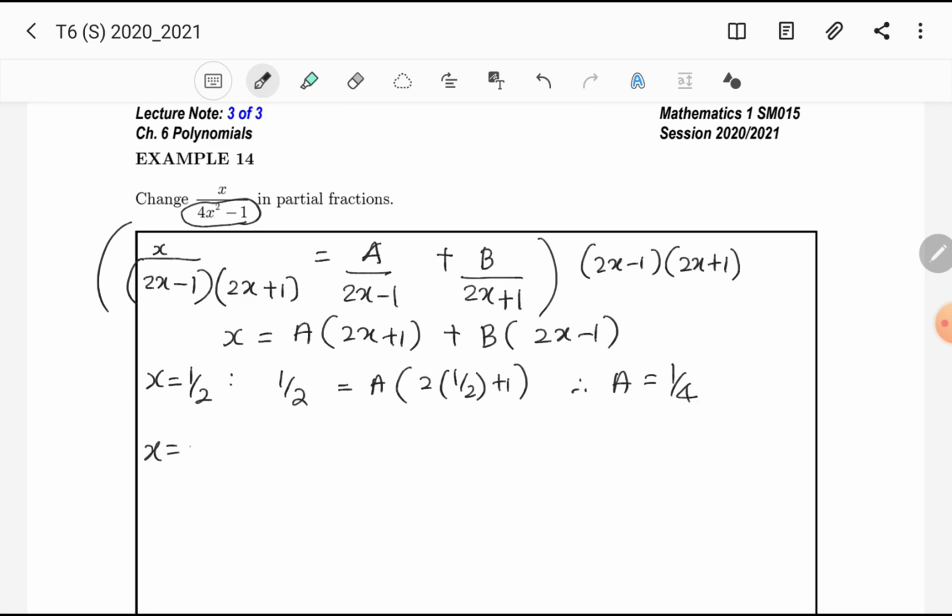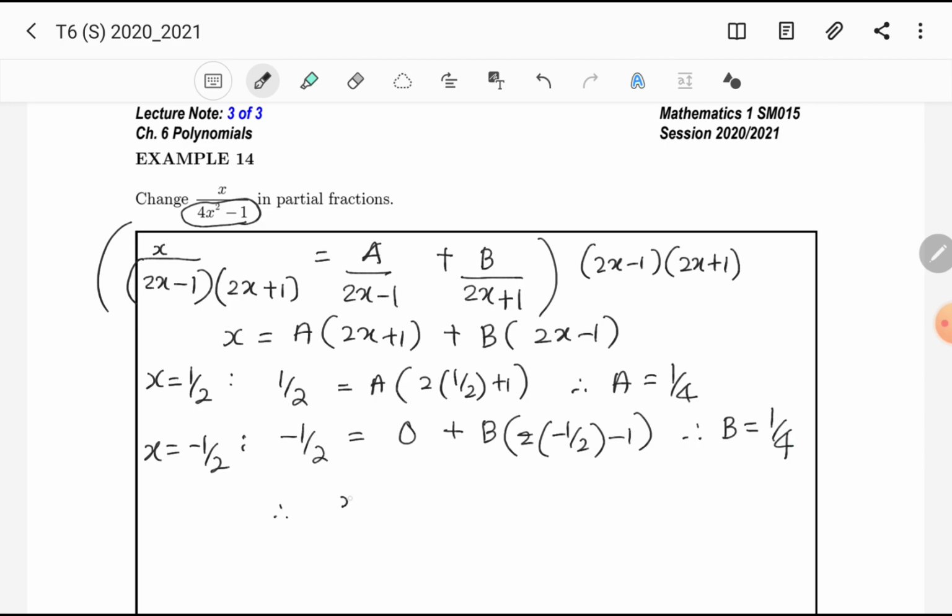Okay, when x is negative half, mana nak dapat half dengan negative half? We equate the denominator dengan 0. Okay, so next, negative half equals to A part becomes 0. So, we have 0 plus B times negative 2 times negative half minus 1. So, kita akan dapat B equals to 1 over 4.